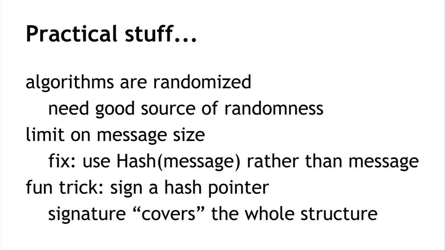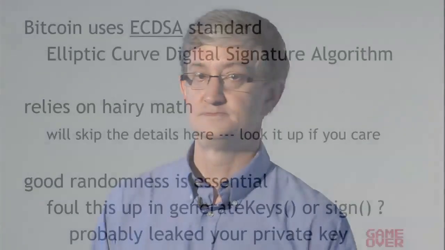And by the way, a fun trick, which we'll see used later, is that you can sign a hash pointer. And if you sign a hash pointer, then the signature covers or protects the whole structure. Not just the hash pointer itself, but everything it points to, and everything it points to. For example, if you were to sign the hash pointer that was at the end of a blockchain, the result is that you would effectively be digitally signing the entire contents of that blockchain. That's a useful trick that we'll see used later.